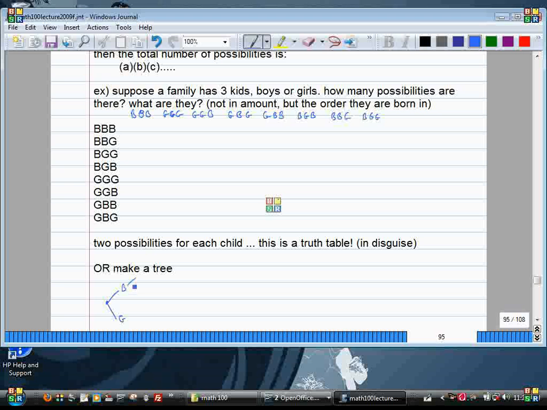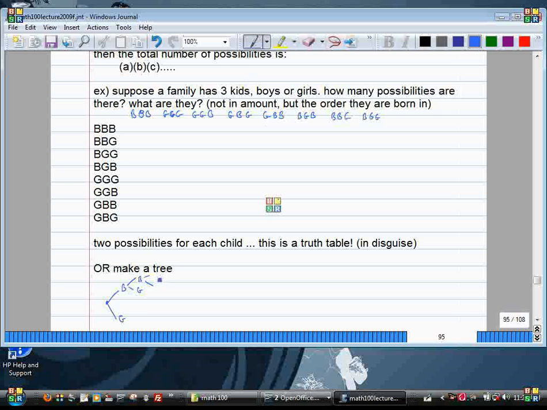Okay, but how many branches do I draw? Okay, what's the first branch? What's the second branch? And what's the third branch? But we already have boy. There's 2 branches. Remember what the tree does. You only do one thing at a time. Now, off the top boy, how many branches do we draw?